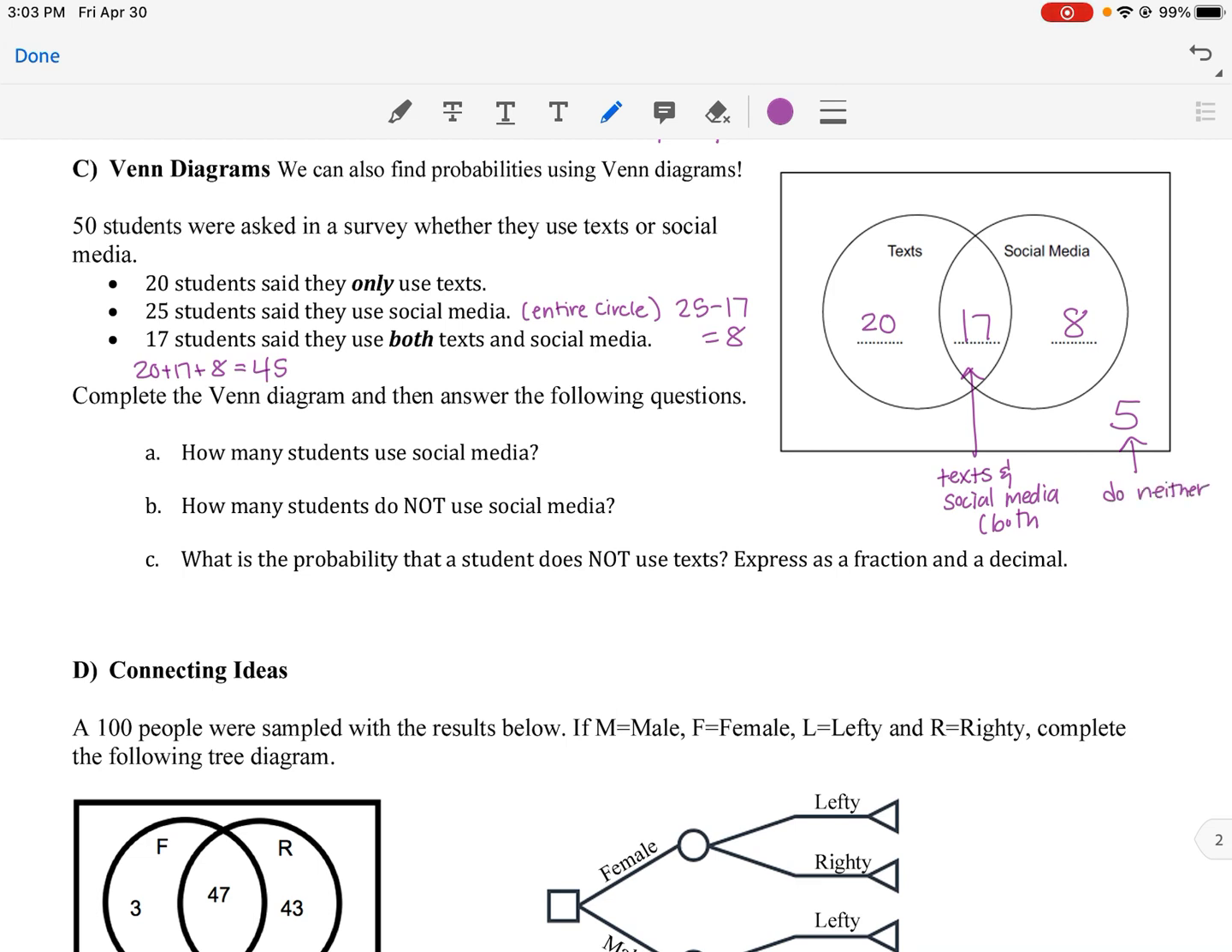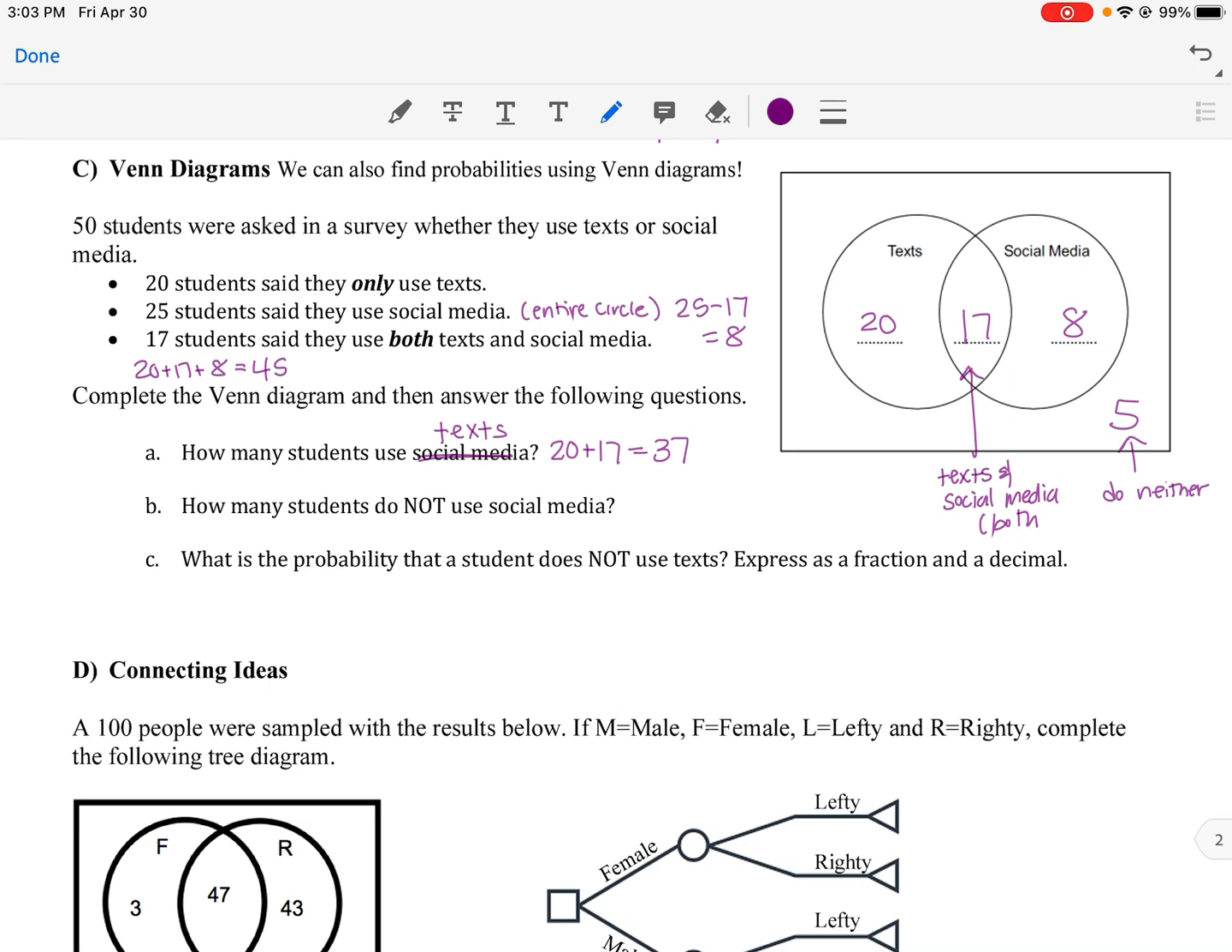Okay, so let's go ahead and let's find some of these probabilities. So how many students use social media? There's just a total of 25 students who use social media, right? Actually, let's go back, let's make it text, because that'll make it a little bit more interesting. So if we look at that, there's 20 students plus an additional 17 who use both, so we have a total of 37 students who use text.